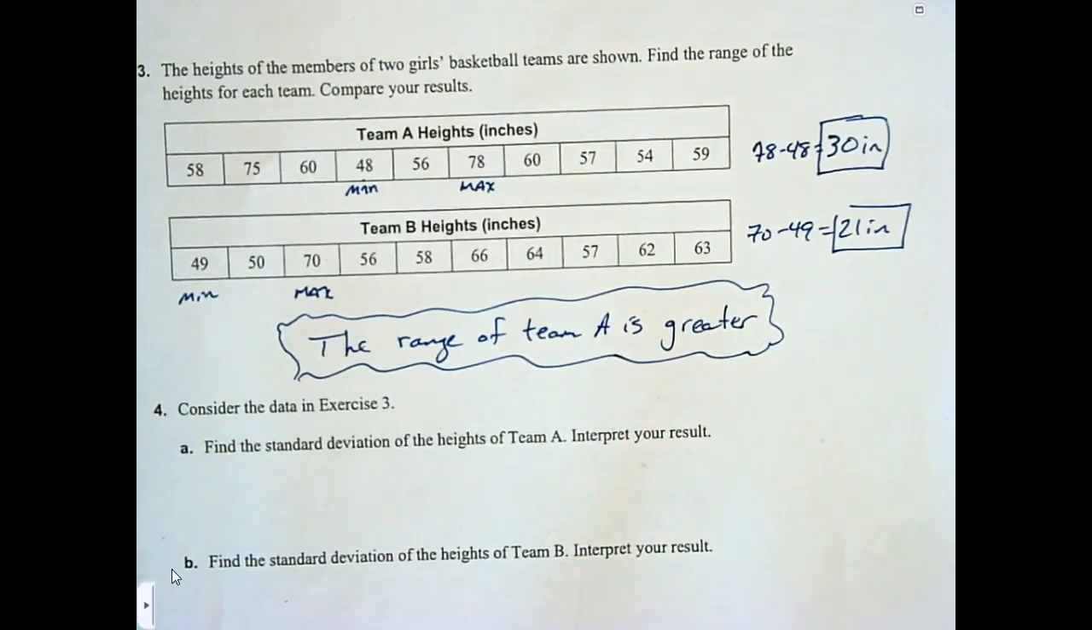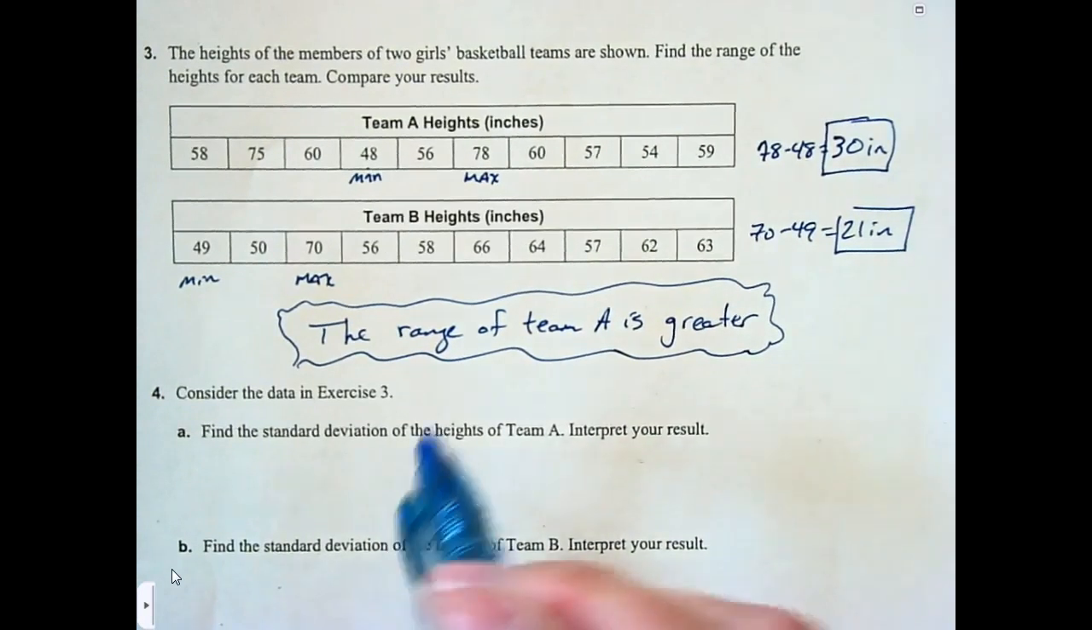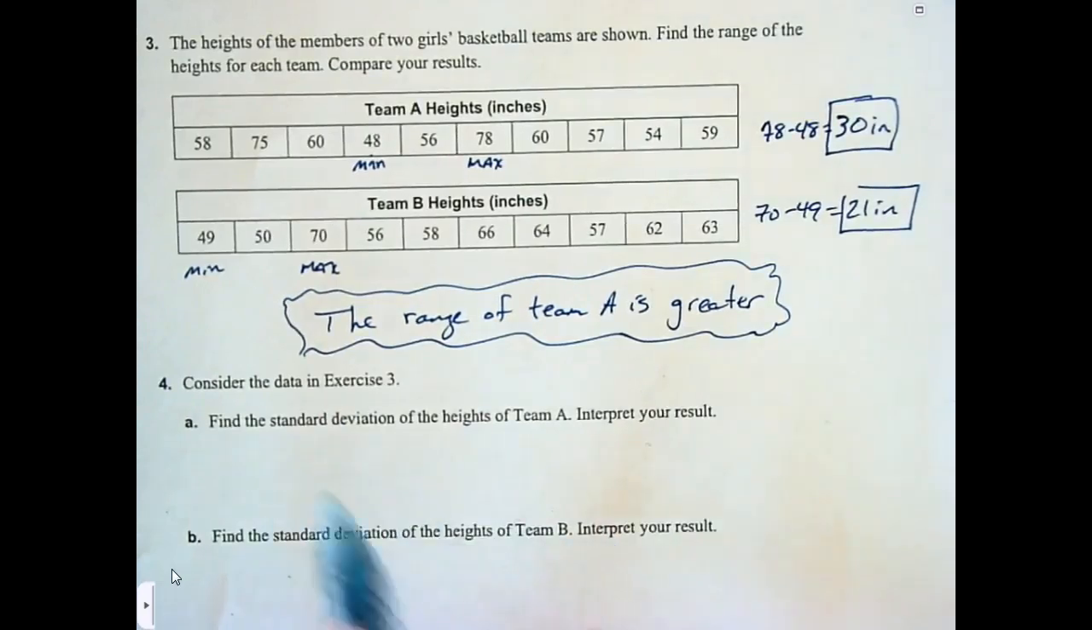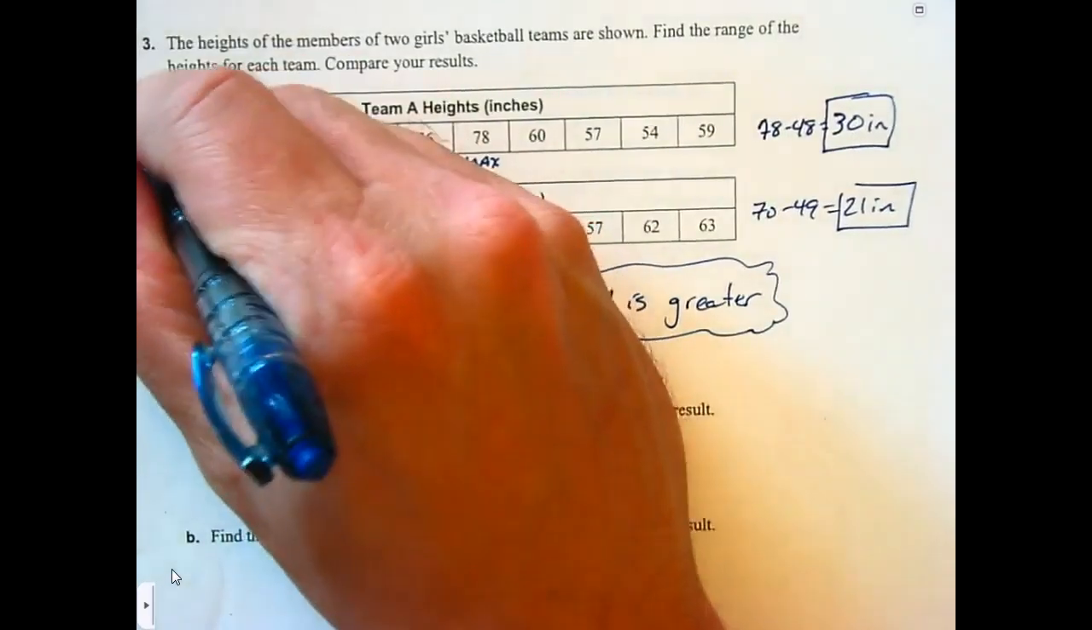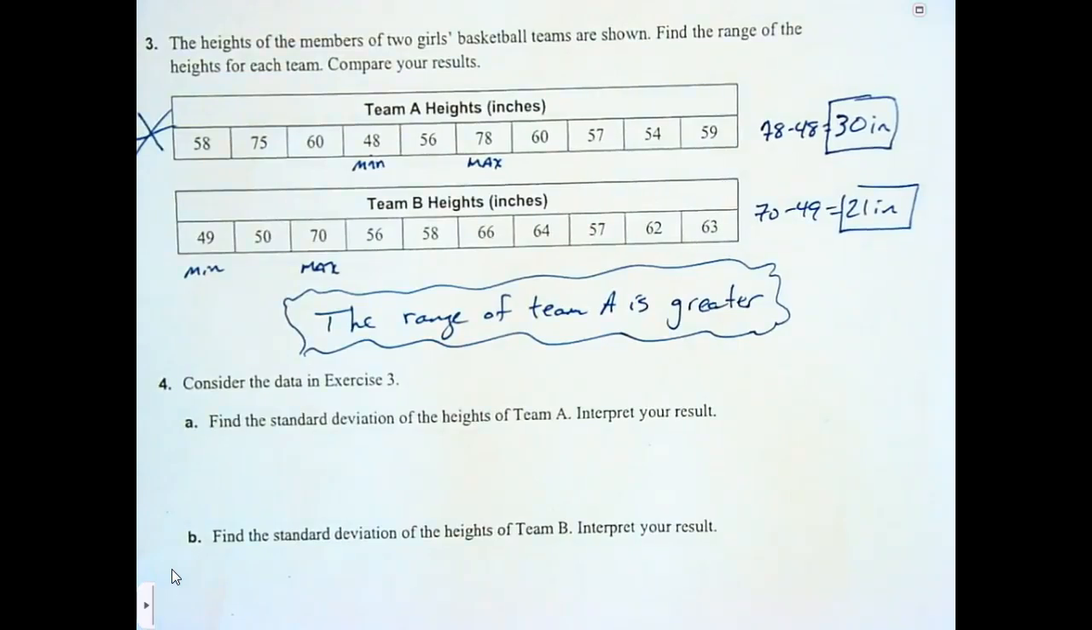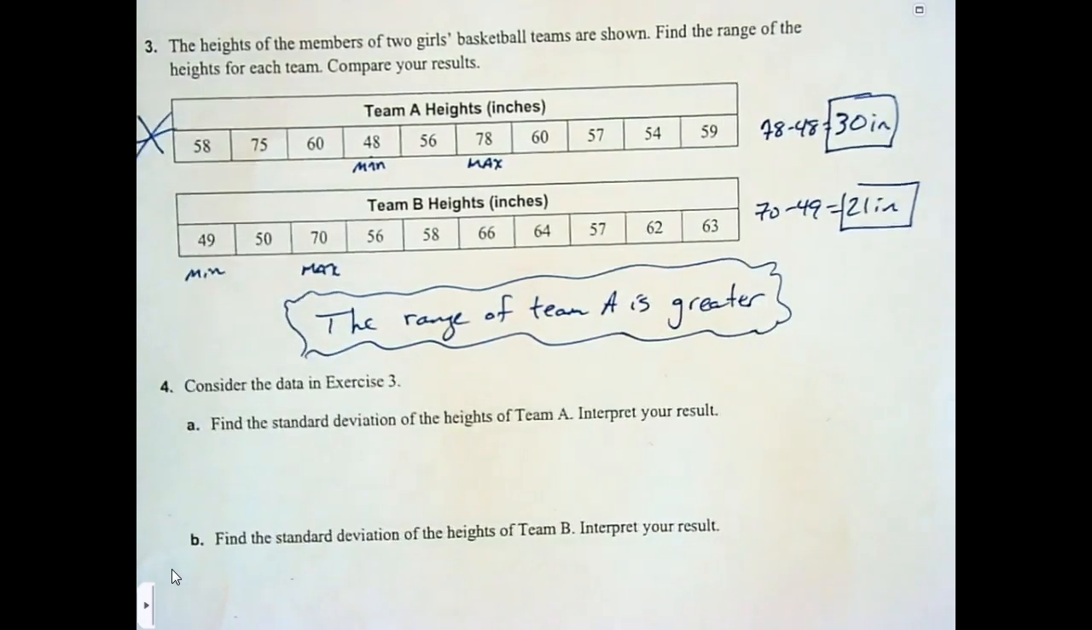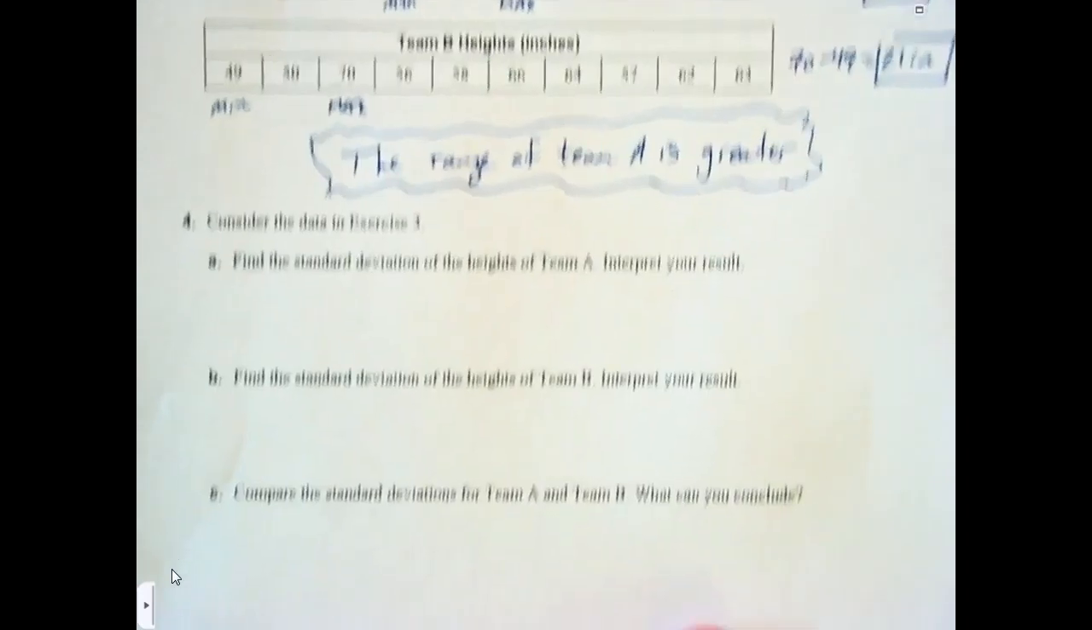Okay, we are going to find the standard deviation on number 4 using the data from Team A. In order to find the standard deviation, what I'm going to show you how to do is use your graphing calculator for it, because I'm not going to make you do that long calculation. So you need a graphing calculator.